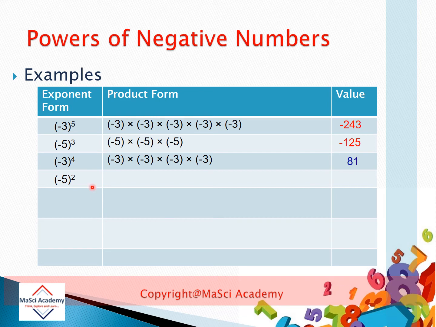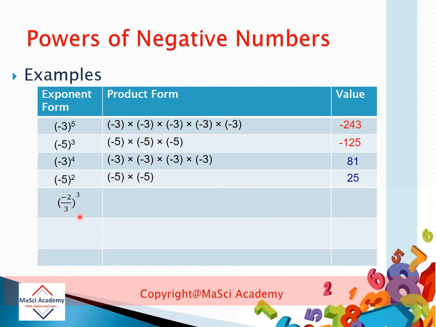Minus 5 square, again the power is even. So this becomes minus 5 into minus 5, which evaluates to plus 25. Let's look at some fractions now. This is similar to the powers of positive fractions we have seen earlier.